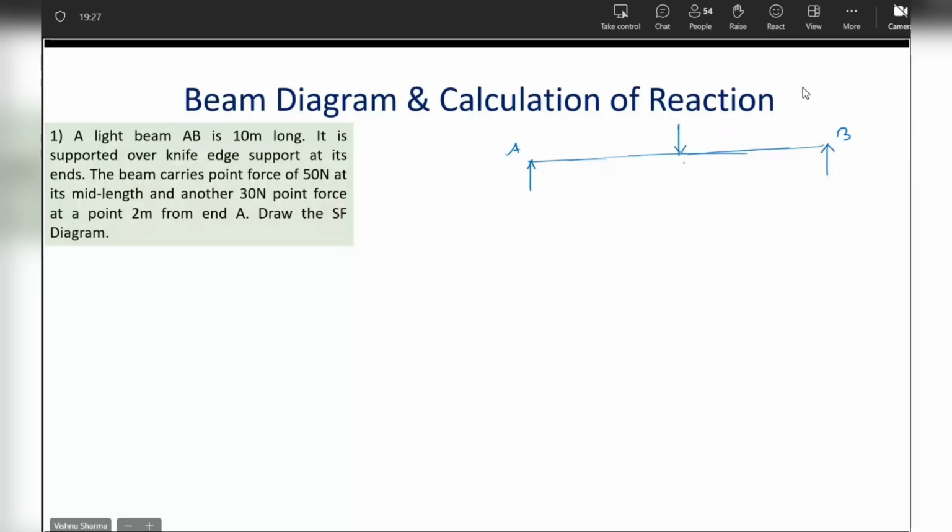At its mid length, I can call it C. There is a 50 Newton downward force. And at another point somewhere here, let's say I call it D, there is a 30 Newton downward force. This distance is obviously 2 meters. If this is 2, then this is 3, and this is 3, and this is 5, because the total length of the beam is given as 10 meters. Guys, is this the diagram you made, or did you mess it up somewhere? Please confirm if the diagram was correctly made.